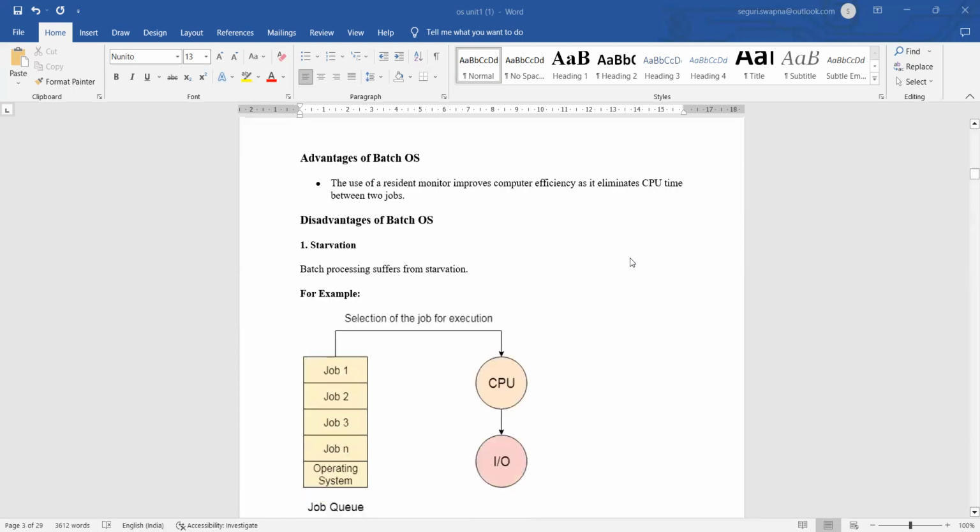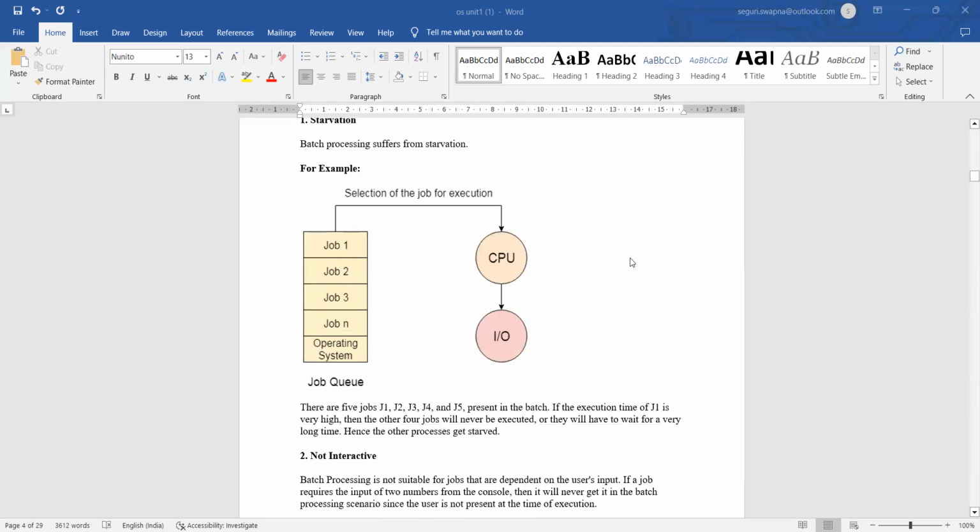Coming to the disadvantages, the first disadvantage is starvation. That is, when the CPU is busy with the first job, till it completes its job, the next job has to wait. That is, if there are n jobs in a batch, and the CPU is busy with the first job, the other n jobs have to be in a waiting state. That is, they are under starvation. They are waiting to be executed till the CPU releases job one. This is the disadvantage of the batch processing system.